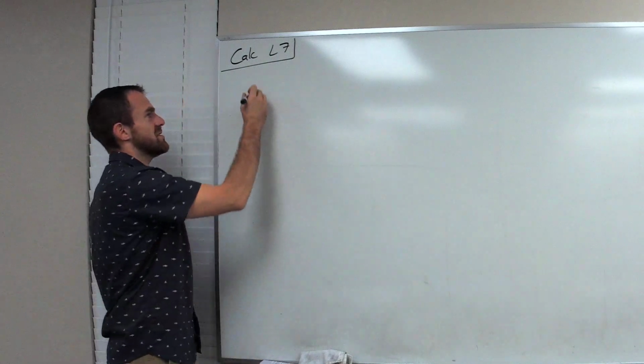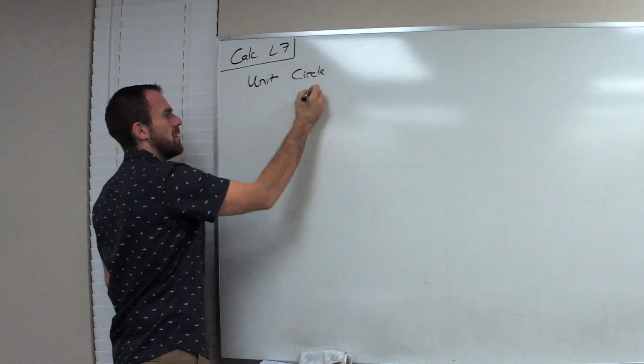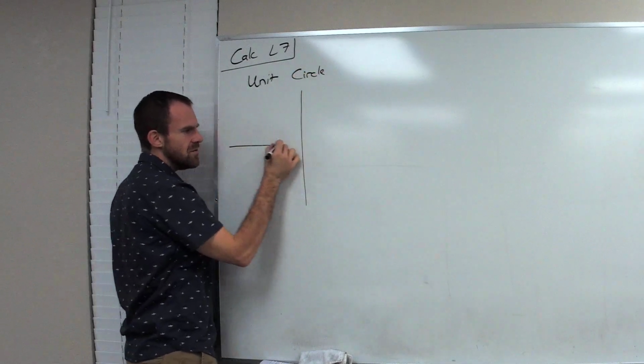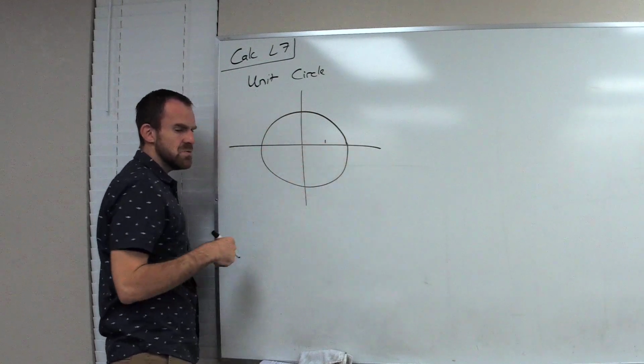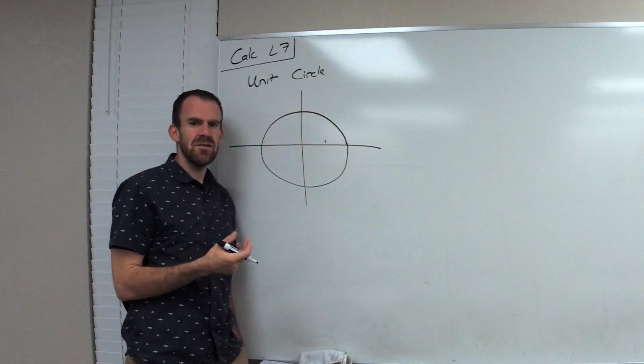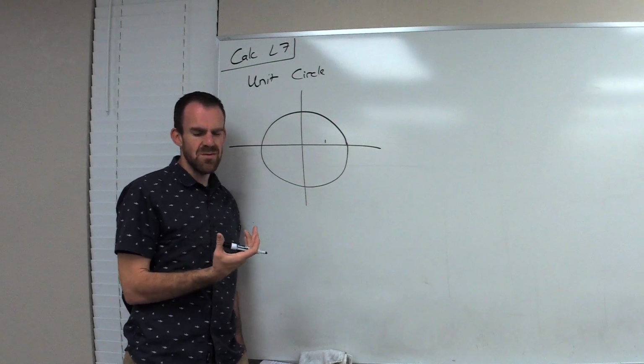So let's start with a discussion of the unit circle. Remember, the unit circle is a circle whose radius is 1. Unit 1. It's a circle of radius 1.